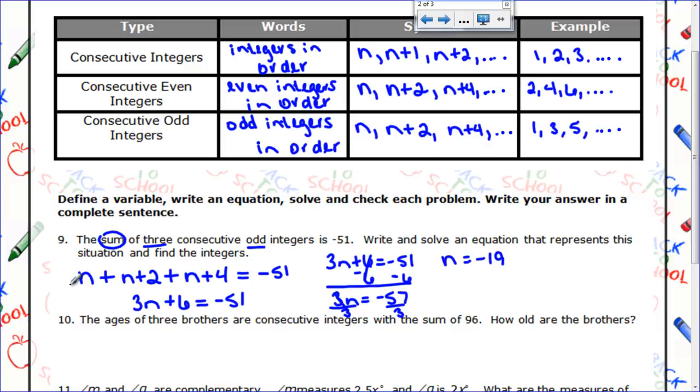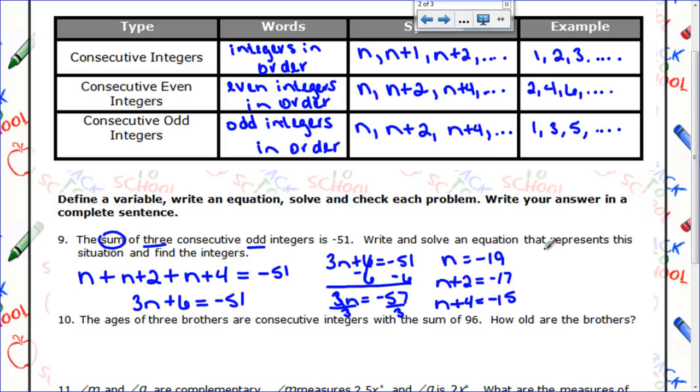Well, that's your first integer. Your second one is n plus 2. So that means my n plus 2 integer is negative 17. And then my next one, n plus 4, is negative 15. And so I have 3 integers in a row: negative 19, negative 17, negative 15. So there are my 3 consecutive odd integers. That's way number 1 to solve. Grab your equation, just solve it.